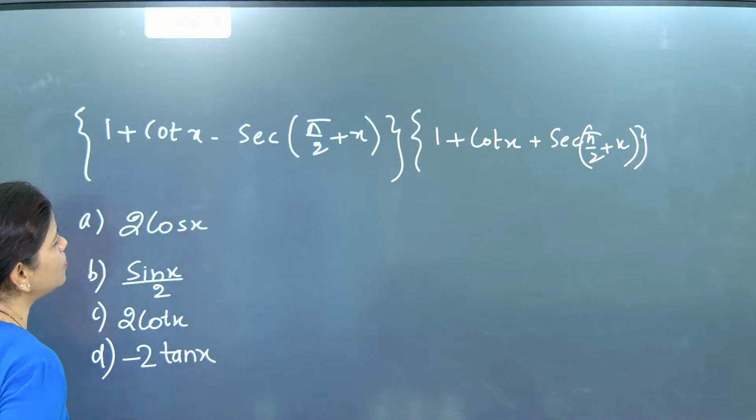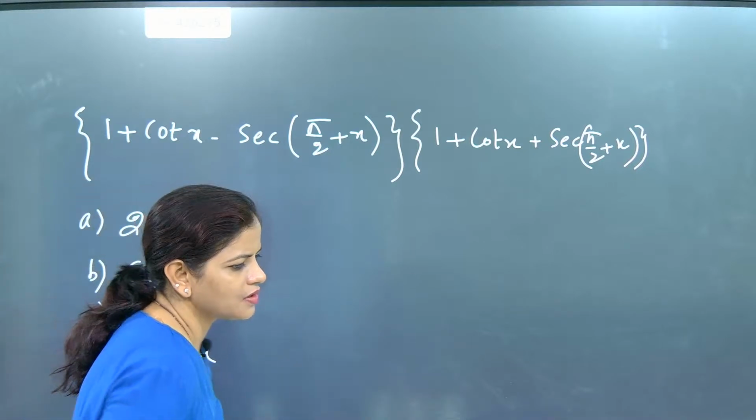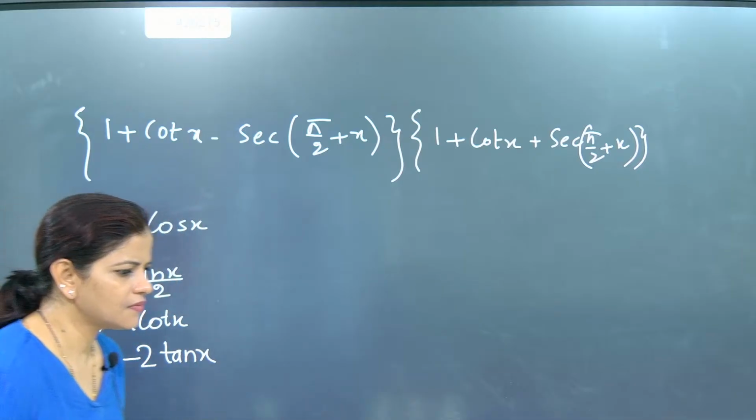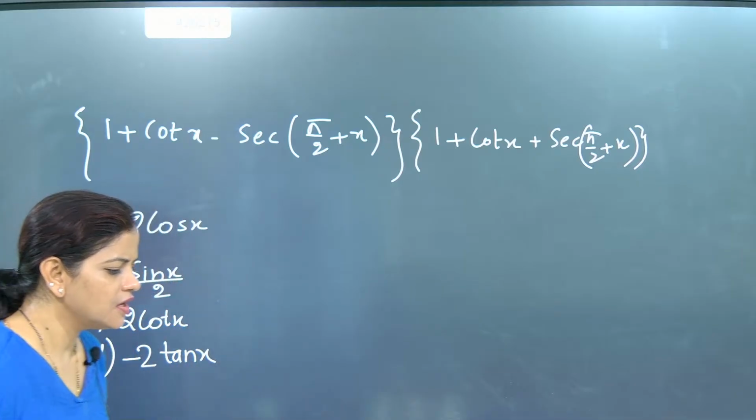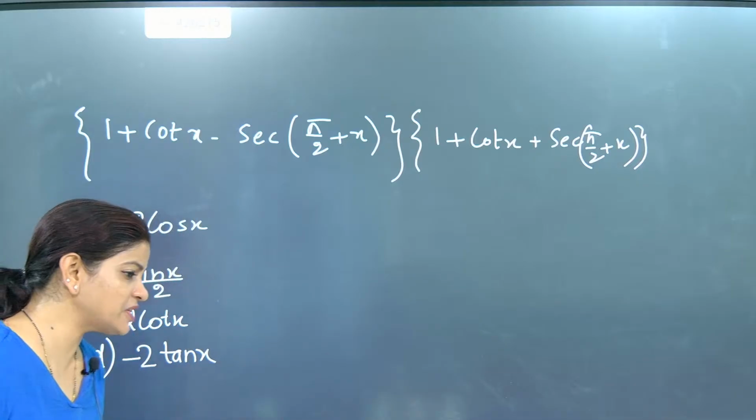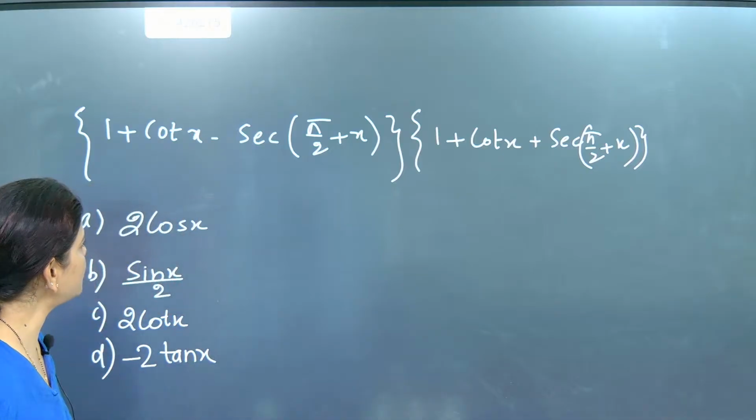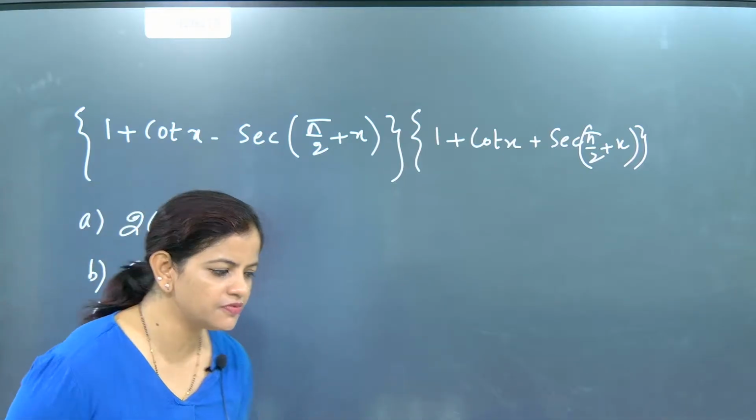Come on, solve. 1 plus cot x minus secant pi by 2 plus x. Secant pi by 2 plus x will become what, beta? Try to solve this question fast. Which option is the correct answer? Siddharth, I'm expecting an answer from you. Just try to solve, everyone. Please, I'm expecting an answer from all of you.